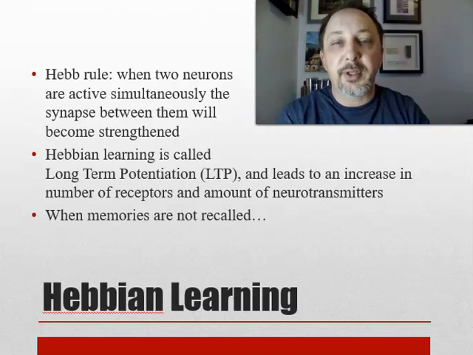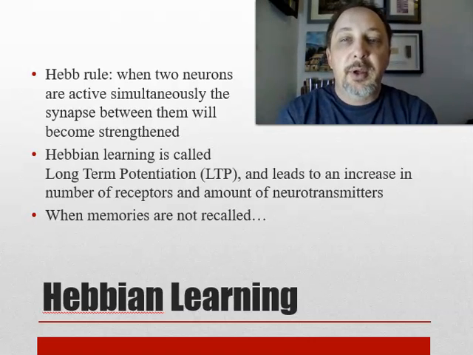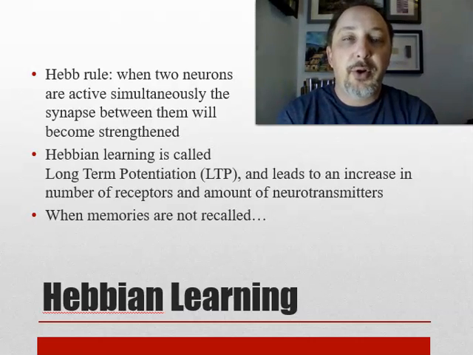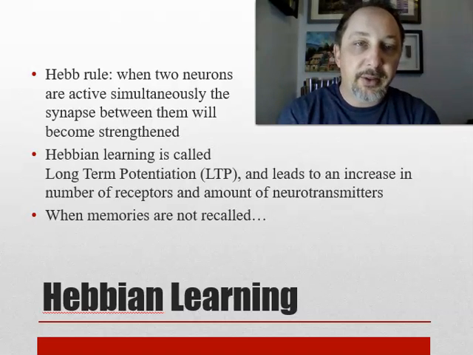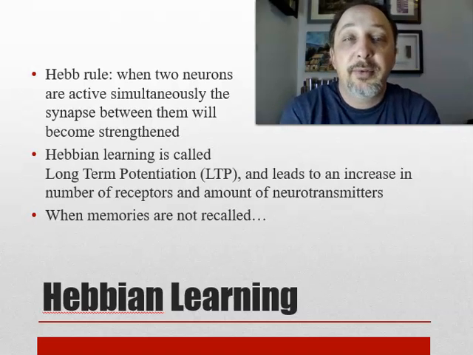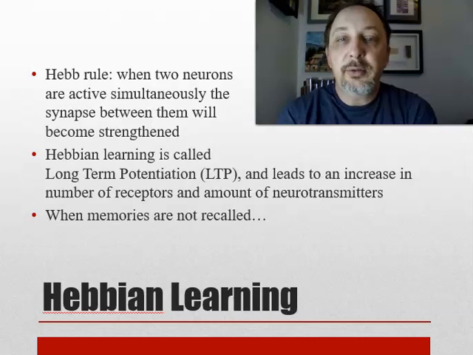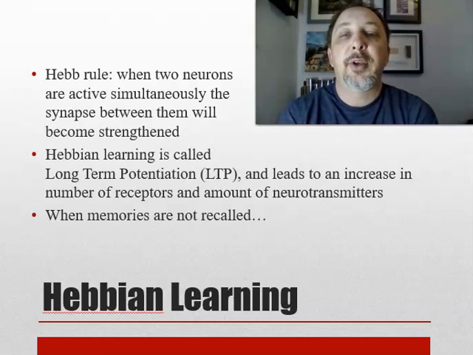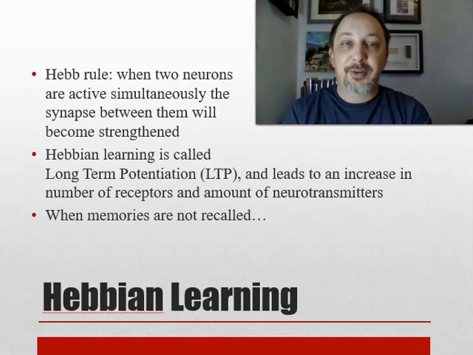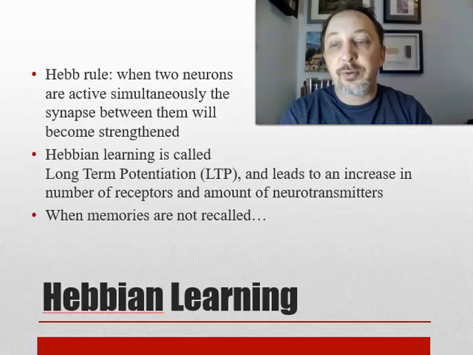In terms of this plasticity, this changing, Hebb described it this way: neurons that fire together, wire together. So the more these two neurons are firing together, the stronger their connection becomes. And they, in a sense, wire together. The synapse between them becomes strengthened. Hebbian learning is called long-term potentiation, and there are changes in the neurons themselves, an increase in the number of receptors and the amount of neurotransmitters. If you're learning anything in these videos, if you're remembering any of this, then you are having physical changes to your brain.